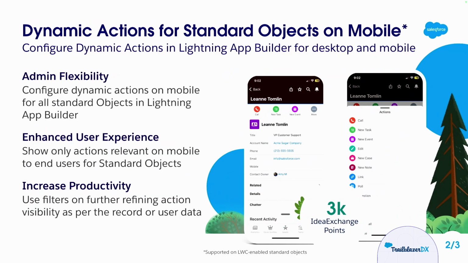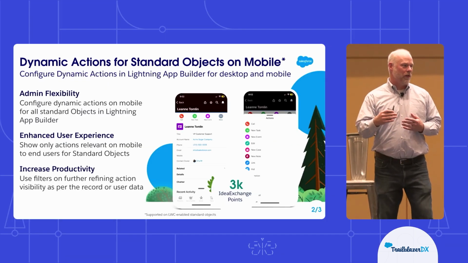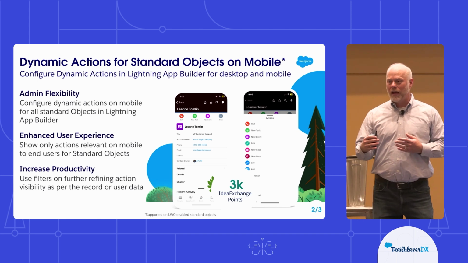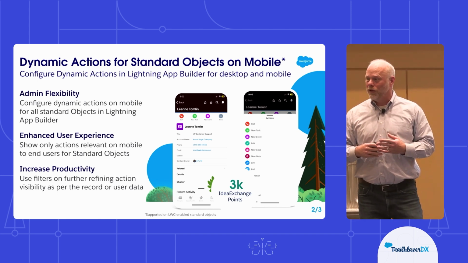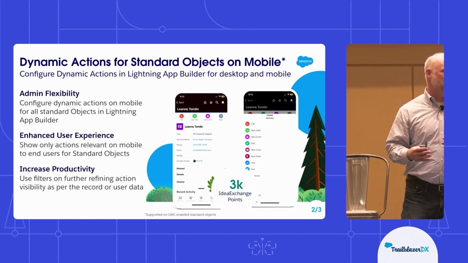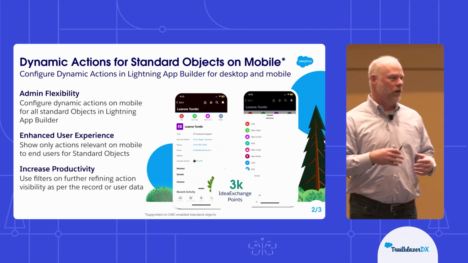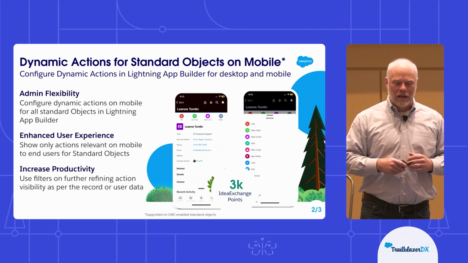Awesome. Next up is dynamic actions for standard objects on mobile. This is generally available now. This is an expansion from supporting only custom objects to supporting all standard objects. And this is a big step forward for dynamic actions and for our mobile applications. As an administrator, you can now use dynamic actions both on the highlights panel and at the page level and display them conditionally, right? Show it only to users with these attributes or display these actions only for records with this particular type of data.